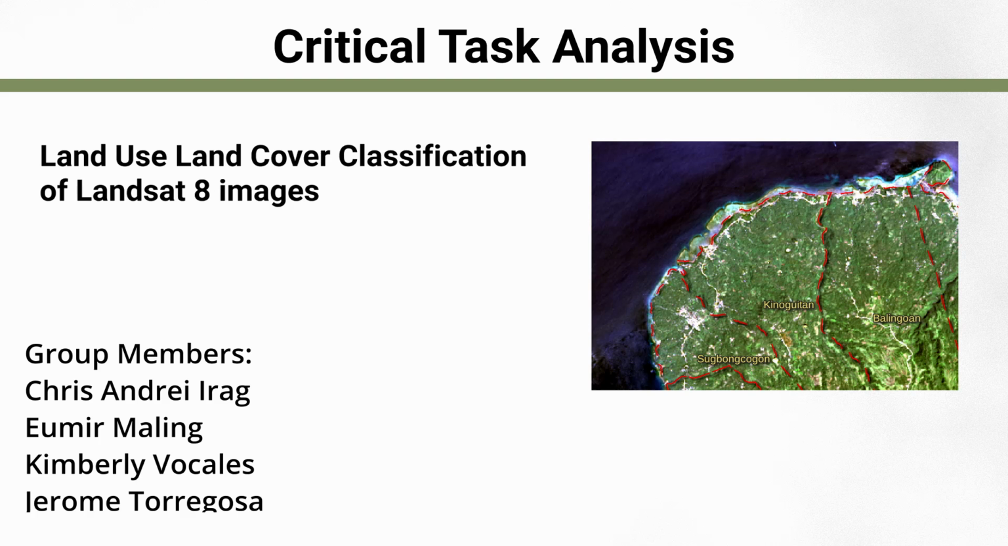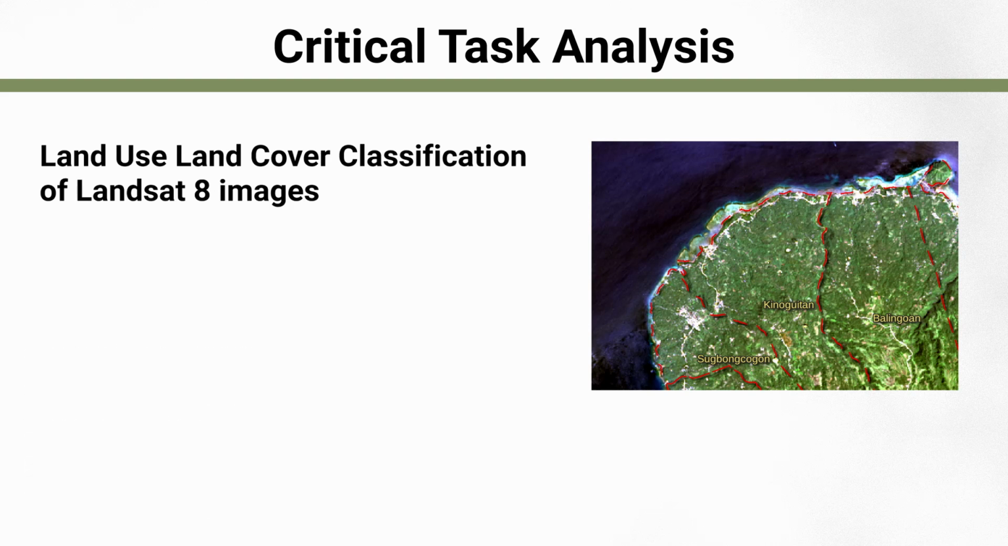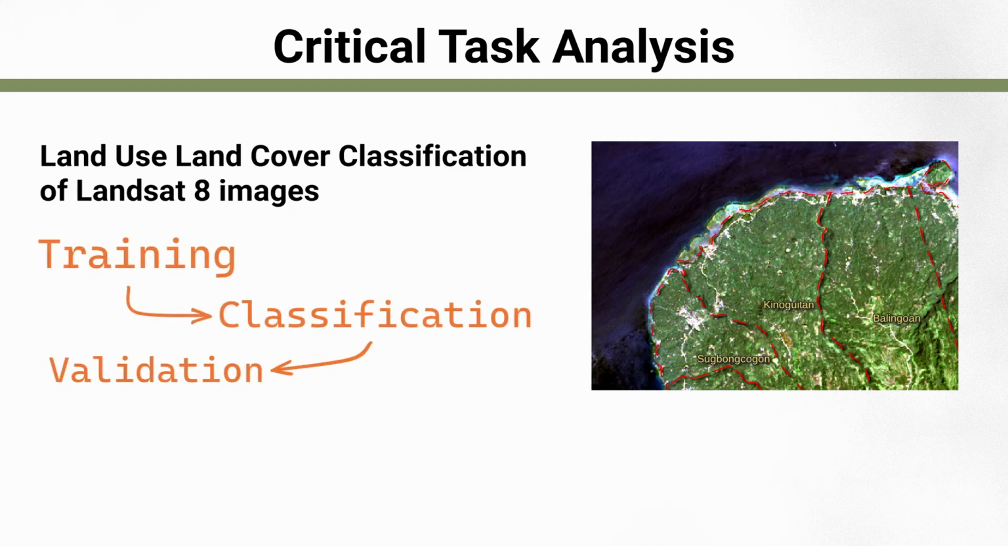This video is a critical task analysis about land use, land cover classification with Landsat 8 images. We will focus on the area around Sugbong Kogon, northern Misamis Oriental, and demonstrate the process of preparing and classifying raster images. We'll begin with pre-processing the raster image and its layers, followed by training the image for classification. We'll then validate the results using out-of-sample data to assess accuracy.